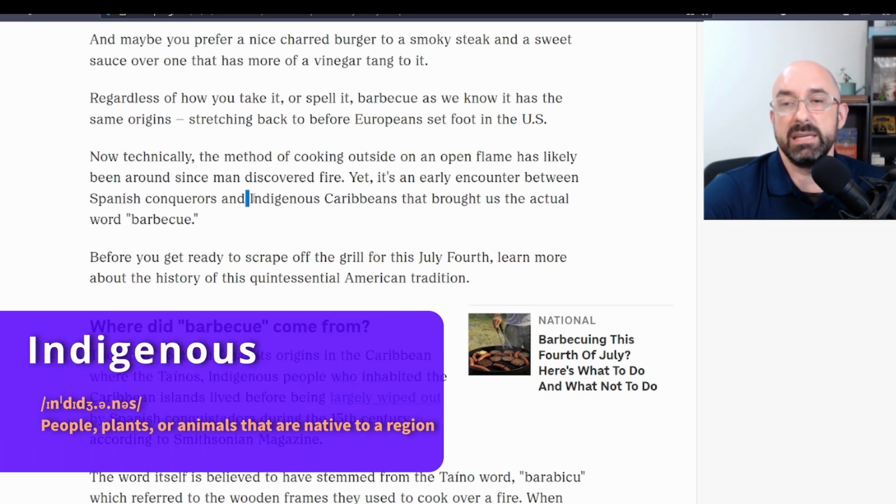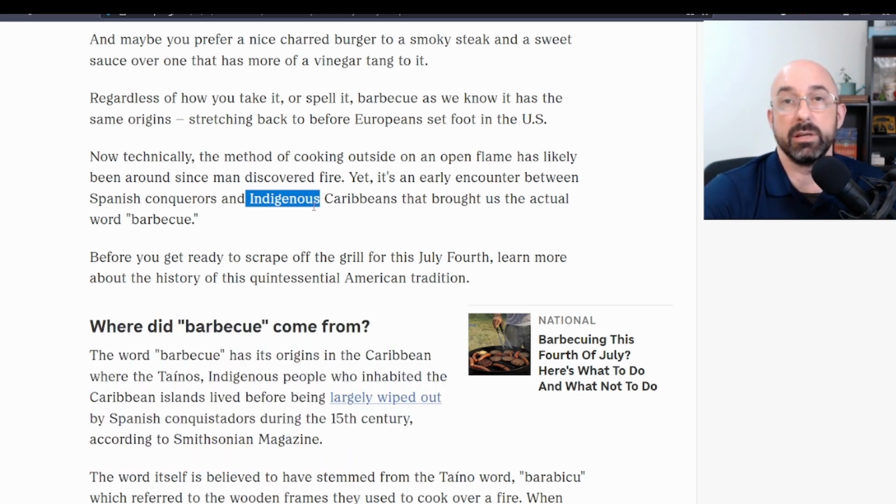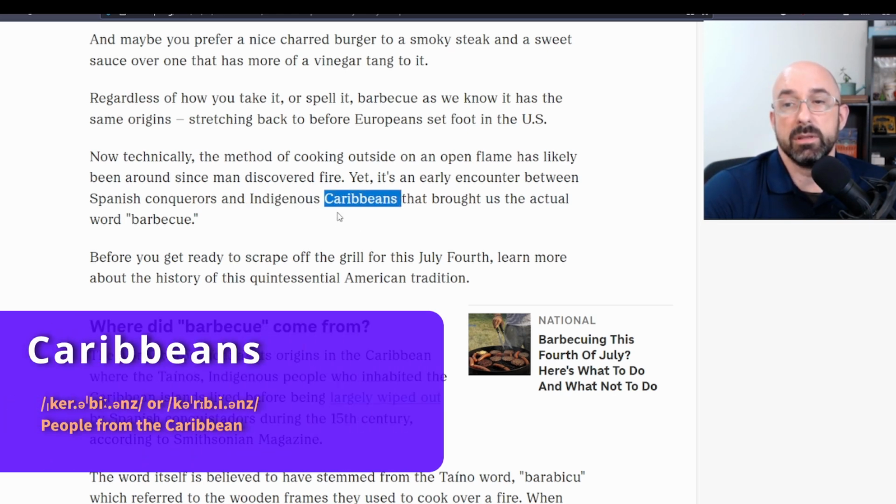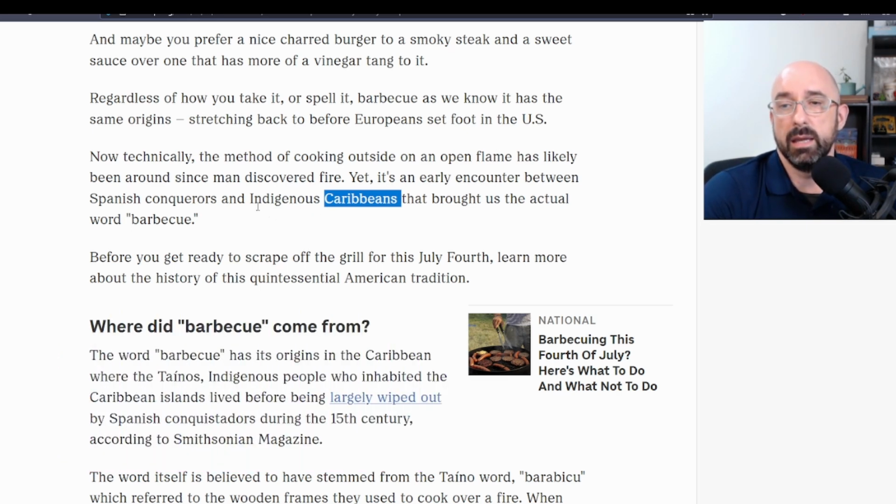And indigenous Caribbeans. Indigenous means people who already lived there. Every area on the map has indigenous people. So this is people who live there. In this case, it was Caribbeans. Now you'll also hear this pronounced Caribbeans sometimes in parts of the United States and parts of the UK. I'll be using the Caribbeans pronunciation. Both are okay. Indigenous Caribbeans that brought us the actual word barbecue.